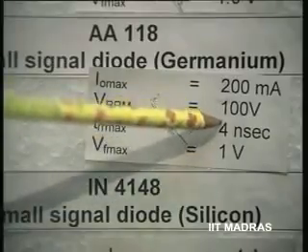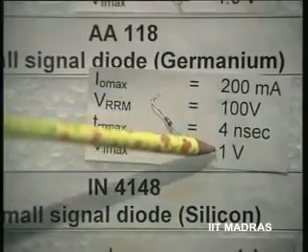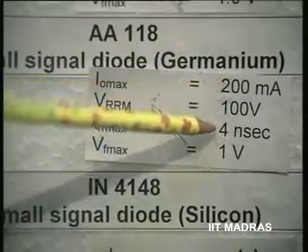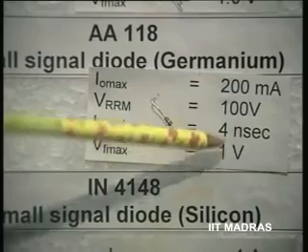It should be kept very small, and when it is forward biased, the typical voltage at currents of the order of 200 milliamperes is about 1 volt.